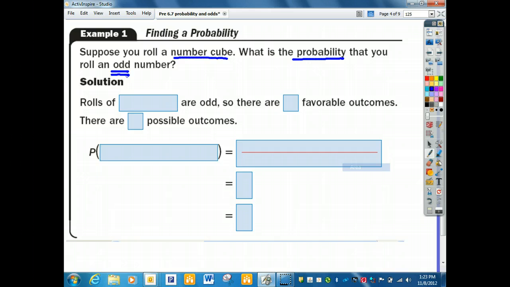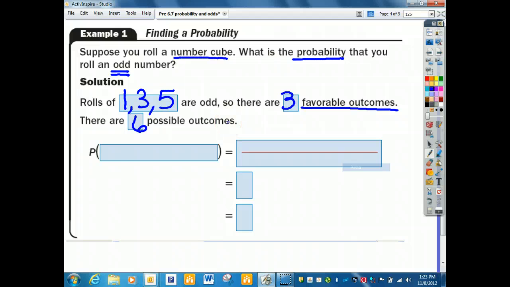All right, I'm seeing hands already. That's good. First of all, let's fill this in. Rolls of what are odd? What numbers on a number cube are odd? Blurt them. 1, 3, 5. So there are 3 favorable outcomes. That was one of your vocab. 3 of the outcomes are favorable. Well, how many total outcomes are there? 6. So there are 6 possible total outcomes.